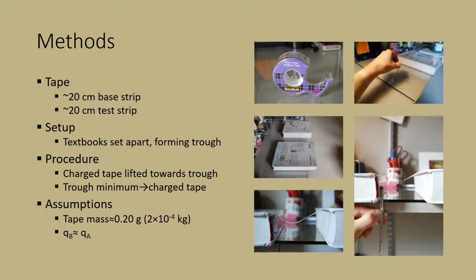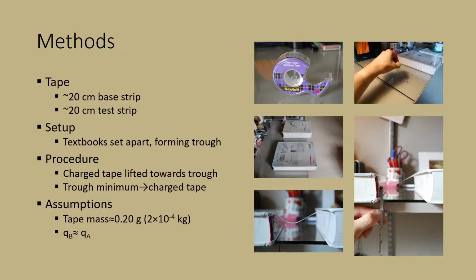An approximately 20 centimeter base strip of clear plastic tape was laid flush across the surface of a table, as shown. Atop this base strip was laid a second, also approximately 20 centimeter test strip of tape. This test strip was quickly pulled off the surface of the base strip, and the resulting transfer of electrons lent a positive charge to the test strip. That is, an electron deficiency existed on the test strip.